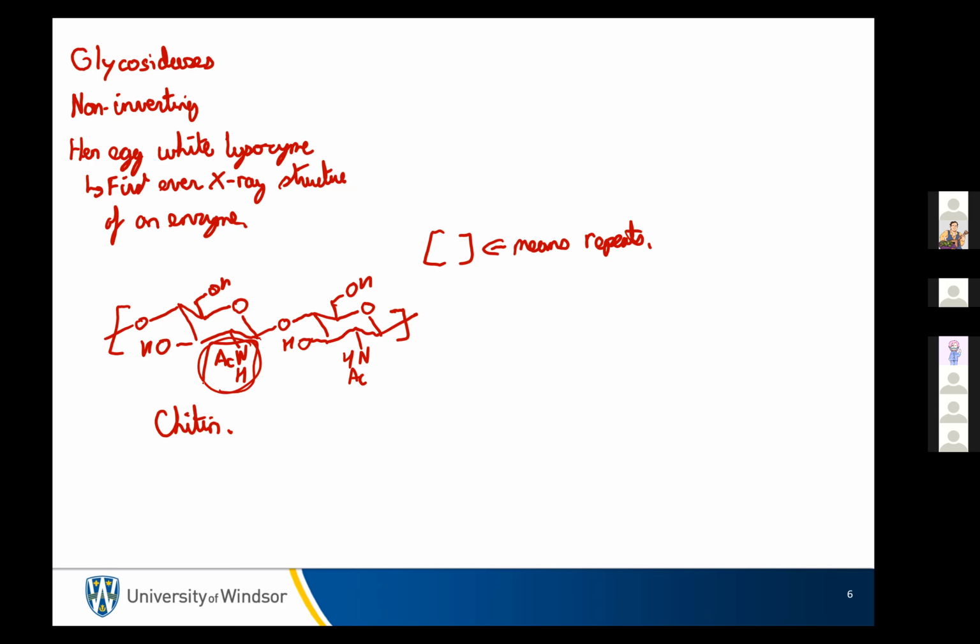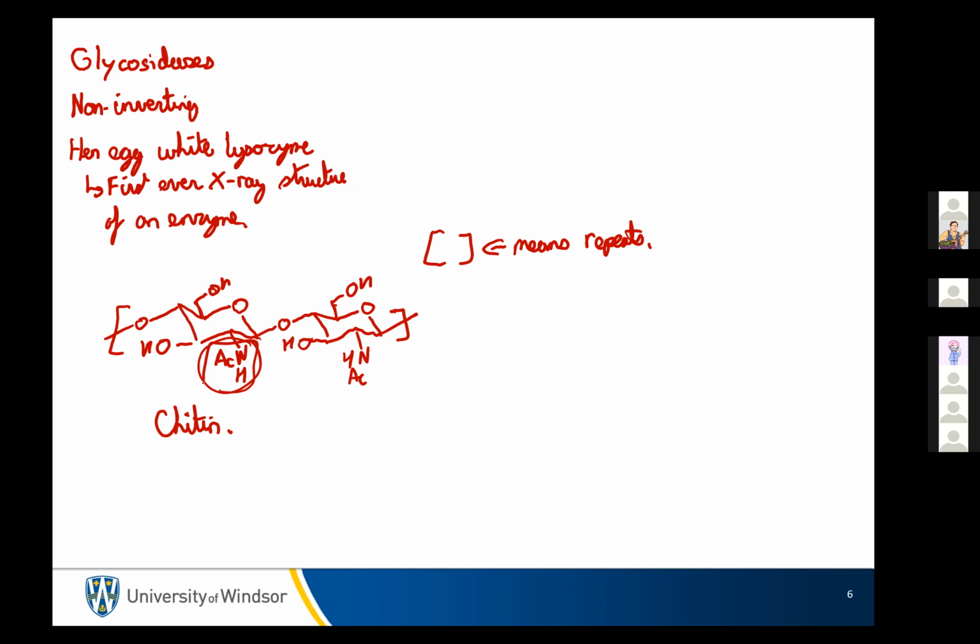And it's kind of incredible that it's a very similar material to starch. And starch is not hard, but chitin is. And the only real difference is that one's got an NAc group and the other doesn't. Hydrogen bonds.